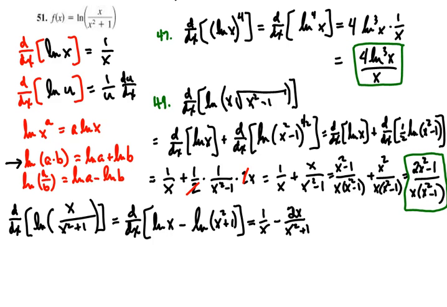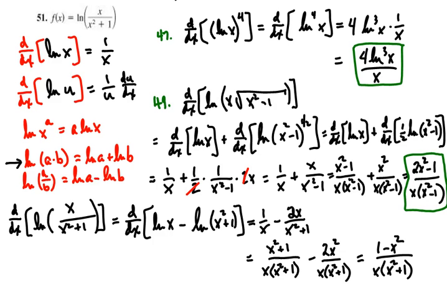Again, if we wanted to simplify, we would need to multiply top and bottom of the left-hand term by x squared plus 1, and that would give us x squared plus 1 over x times x squared plus 1. And the second term, we'd have to multiply top and bottom by x, and that would give us 2x squared over x times x squared plus 1. Putting it all together, and I'll put the constant term first, we get 1 minus x squared over x times x squared plus 1. The 1 minus x squared can be factored, but it can't cancel with anything.